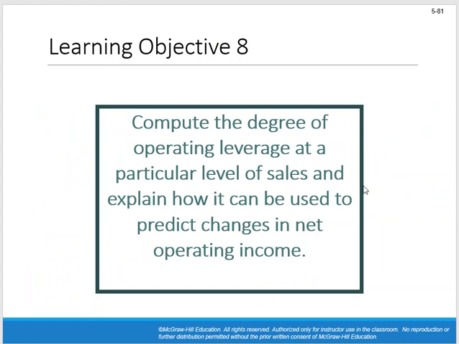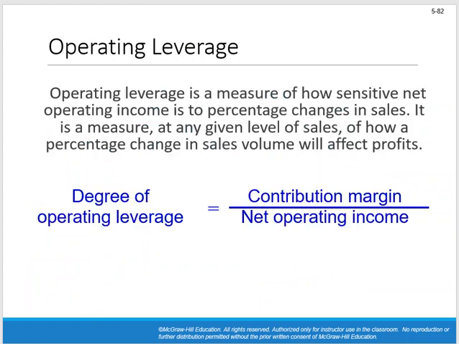Degree of operating leverage. So degree of operating leverage is a new concept. Operating leverage is the measure of how sensitive net operating income is to changes in sales. So it's a measure, at any given level of sales, of how a percentage change in sales volume will affect our profits. So we're going to take our contribution margin and divide it by our net operating income. And this could be at any level of sales.